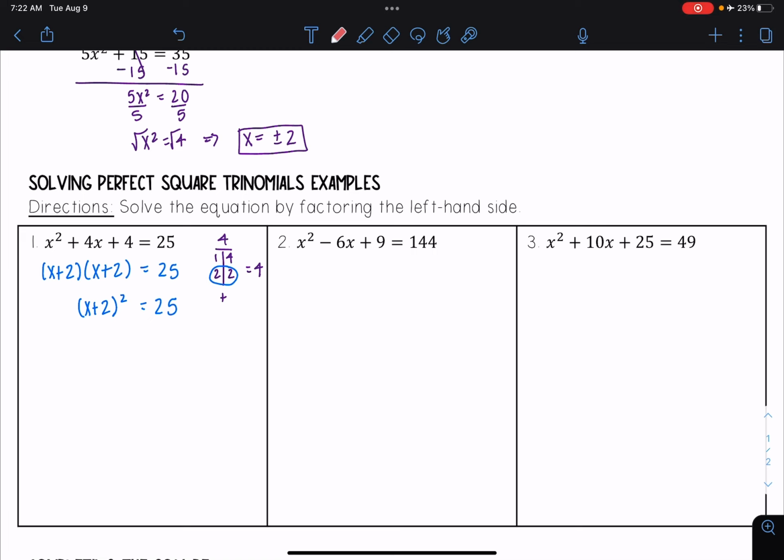And now to solve this, just like up here when we had x squared equals 4, to get rid of that square term, I take the square root since it's the inverse function. Here I can do the same thing. I can take the square root of both sides and get x plus 2 is equal to square root of 25, which is 5. But remember, when we take square root, we need plus or minus 5. And then I can subtract 2 from both sides. I get x is equal to negative 2 plus or minus 5. And so that means I have negative 2 plus 5 or negative 2 minus 5. And so my two answers are 3 and negative 7.